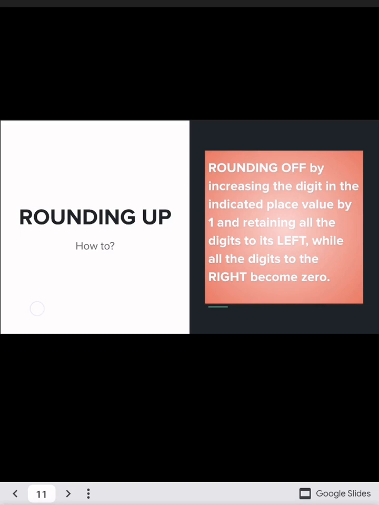Okay, because the number to the right of the digit being rounded off can be greater than 4. So 5 and up, then we add 1 to the number that we are asked to round off. Okay, so rounding off by increasing the digit in the indicated place value by 1. So we add 1 to that number, retain all the digits to its left, and all the digits to the right will become 0. Okay, let's try.